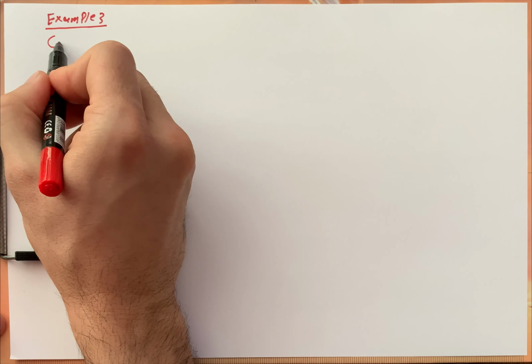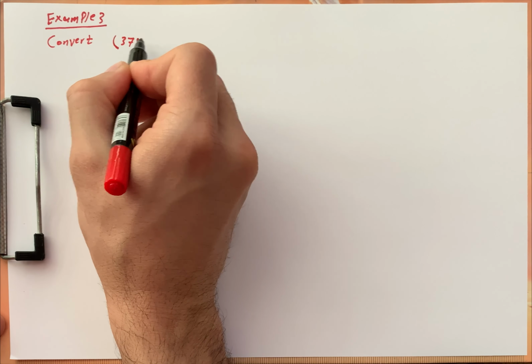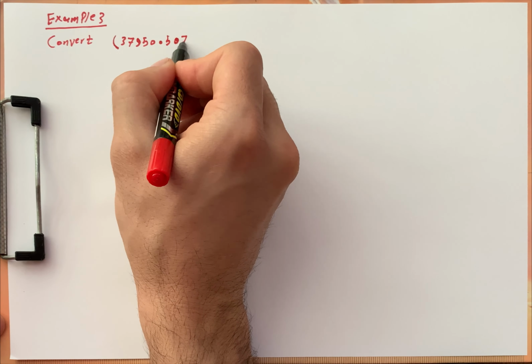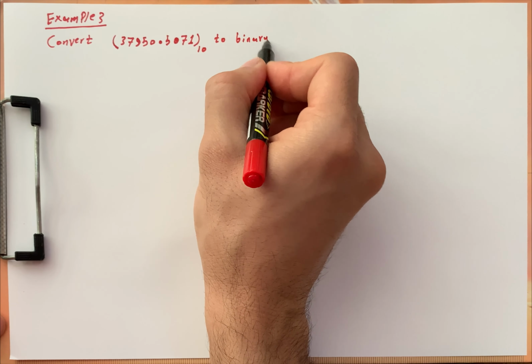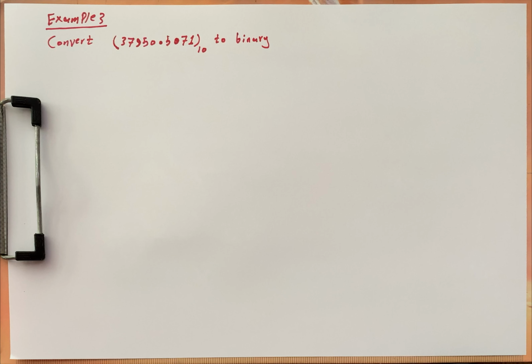Example 3. Convert the decimal number 37950.5071 to a binary number. This is a big number, so we will solve it using the LogicKit app and get the solution very well explained step by step.